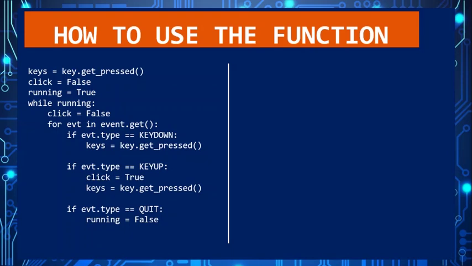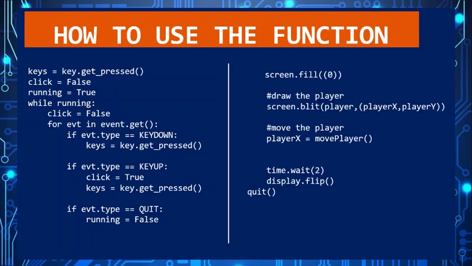Here we have the beginning of our while running loop. We set our click value to false, and then we have our event loop. If the event type is key down, we check the states of all the keys on our keyboard. If the type is key up, then click is now true because you actually clicked on a key, and you recheck the states of every key on your keyboard. Finally, if the type is quit, you exit your program.